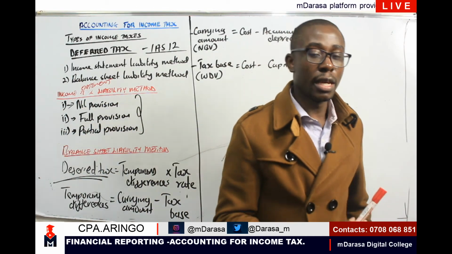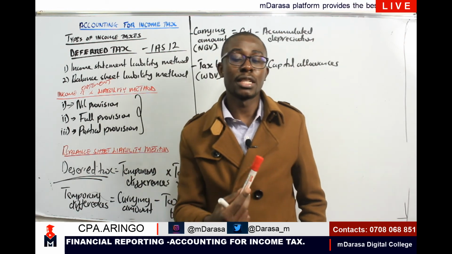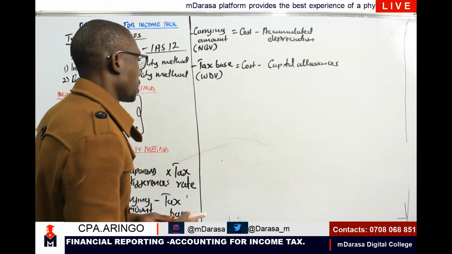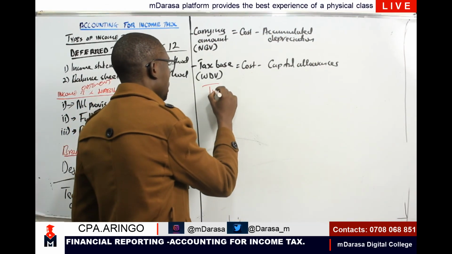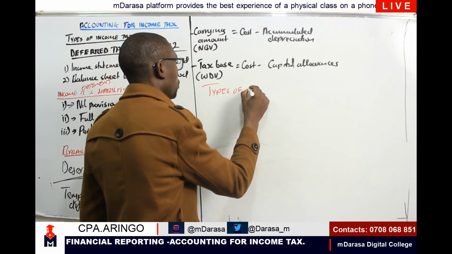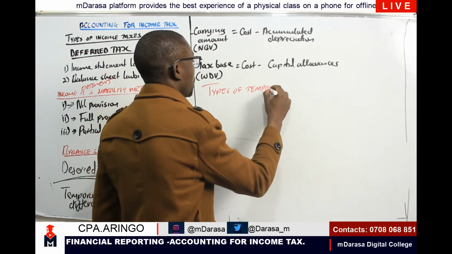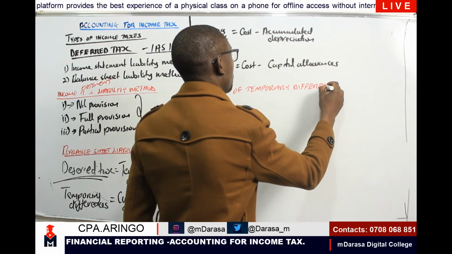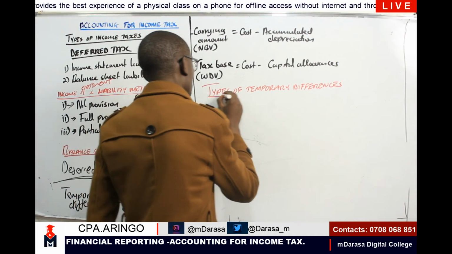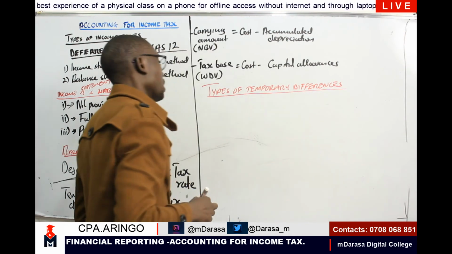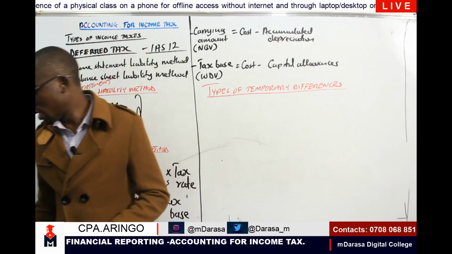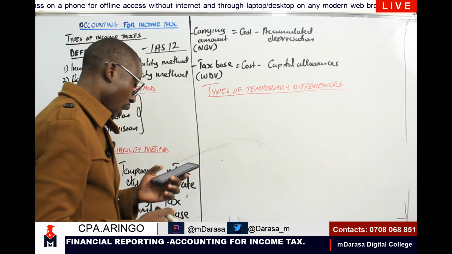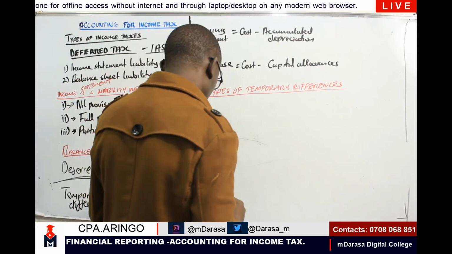Now, the next question will be, what are the types of temporary differences that we normally tend to talk about? So that should take us to types of temporary differences. For types of temporary differences, my good student, you should understand that we normally tend to talk of two main types. These will include the aspect known as taxable temporary differences.